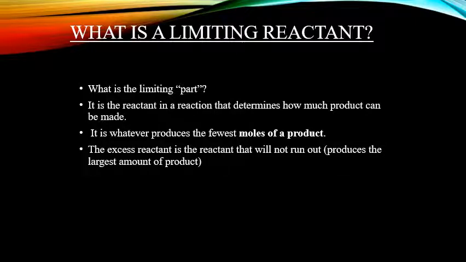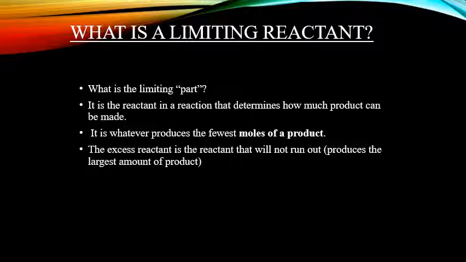It is whatever produces the fewest moles of a product. It doesn't matter which product you go to, depending on the way how the question is worded. Sometimes it's just asking you for a limiting reactant, and you get to choose. Other times they'll tell you to solve for a certain amount of a product, and then you'd go to that product. But whichever one is producing the fewest number of moles of that product, that will be your limiting reactant. The excess reactant is going to be the reactant that will not run out, so it would produce the larger amount of the product, or you'd have the molecules of that substance left over, as you saw in the previous example.